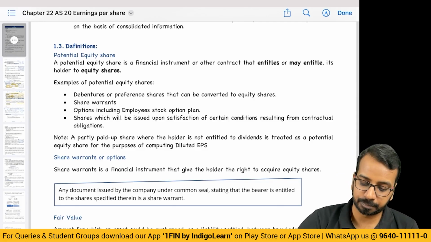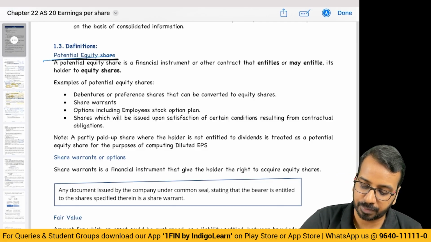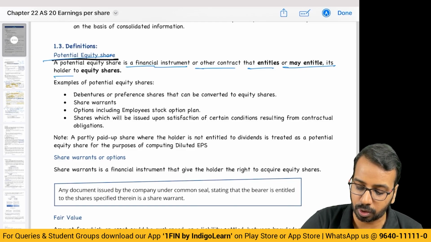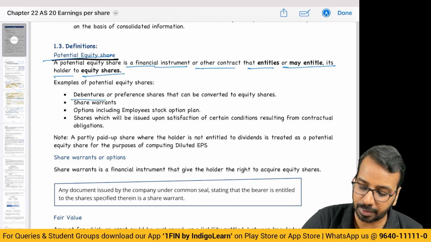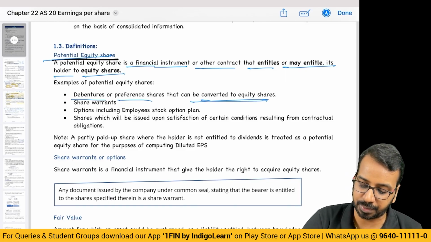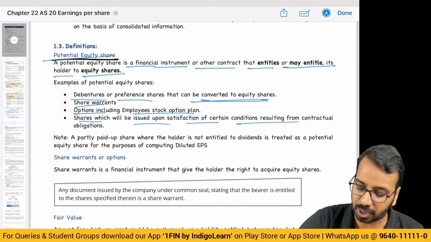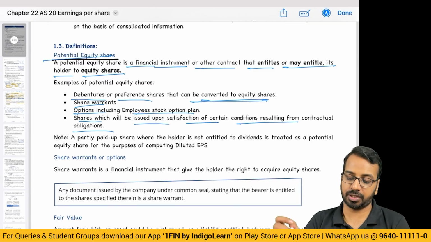Coming back to theory, potential equity share is a financial instrument or other contract that entitles or may entitle its holder to equity share. Examples: debentures which can be converted, preference shares which can be converted, share warrants, options including ESOPs, shares issuable on satisfaction of certain conditions from contractual obligation, etc.